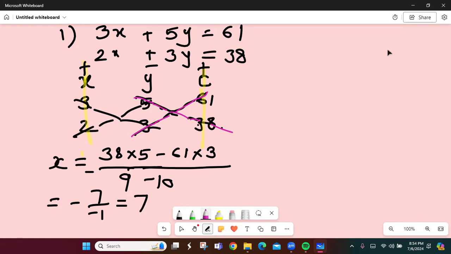And in the denominator, just cancel the constant column and do the same thing. Make a cross. So 3 into 3, 9. 5 into 2, 10. And change the sign. So minus 10. And for x, always give a negative sign, because on the top of y column there is a negative sign, and top of constant column there is a positive sign. So negative into positive is negative.